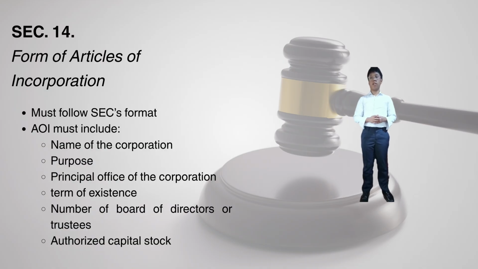Name, nationality, residence. Sixth, that the number of directors or trustees of the corporation shall be blank, and the names, nationalities, and residence addresses of the first directors or trustees of the corporation are as follows. Name, nationality, residence. Seventh, that the authorized capital stock of the corporation is blank pesos, divided into blank shares with the par value of blank per share.